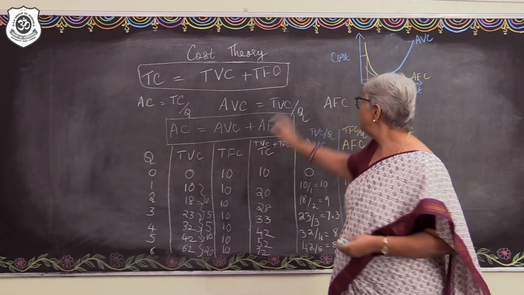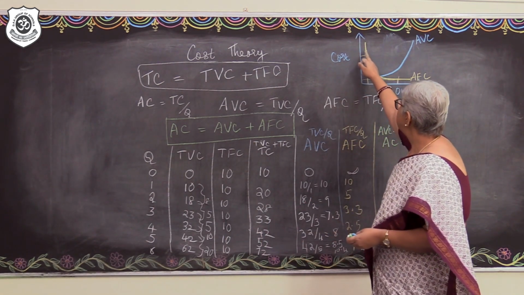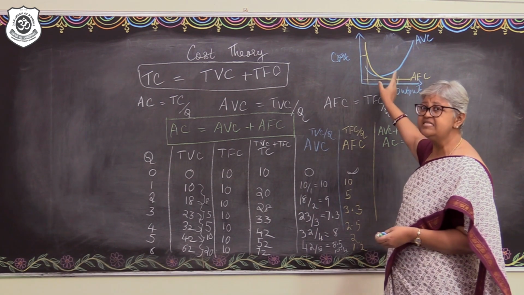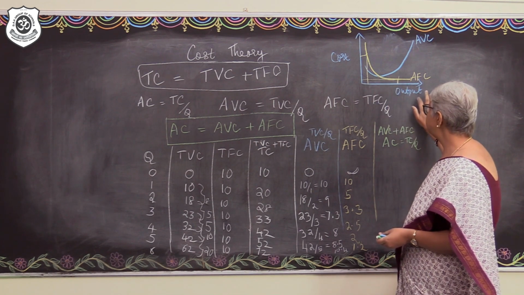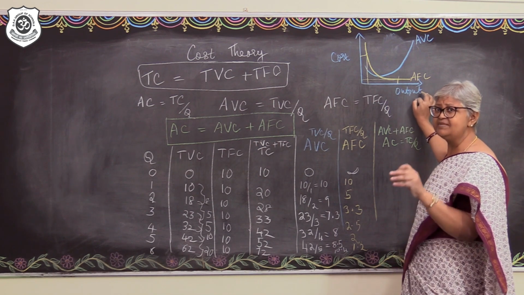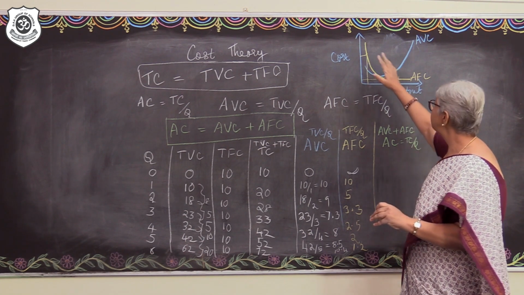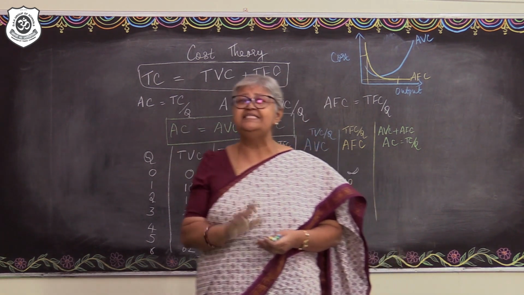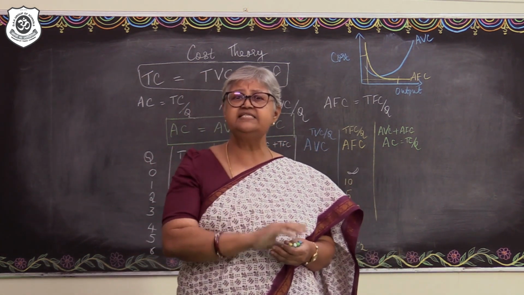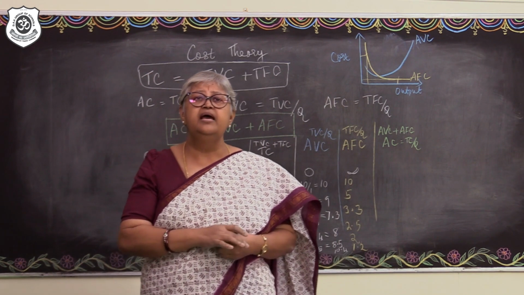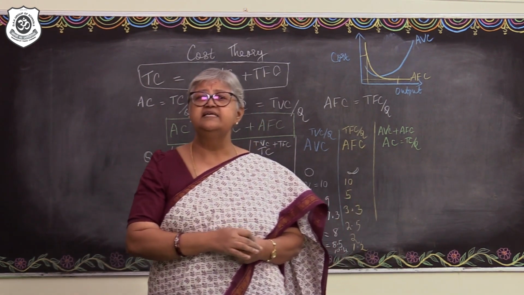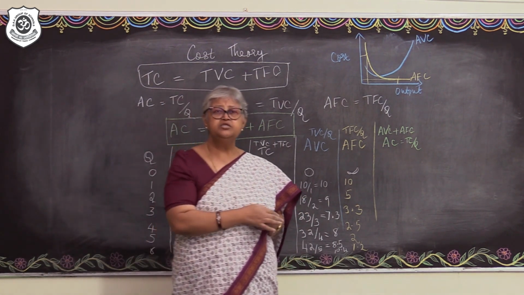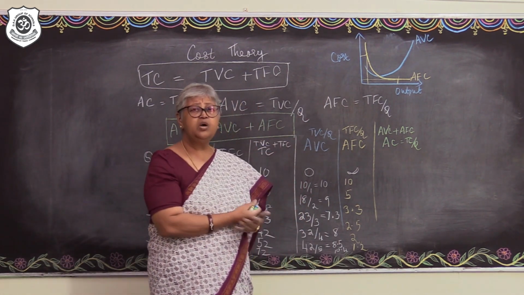Fine? So look at this curve. The AFC continuously falls and then it sort of becomes stable out there. It never touches the x-axis, meaning it doesn't become 0 at any point. So that's the behavior of the average fixed cost curve. AFC is TFC by Q, and since the TFC is some positive amount, and as the Q increases, the average fixed cost will continuously fall but will never become 0. What about the average variable cost?